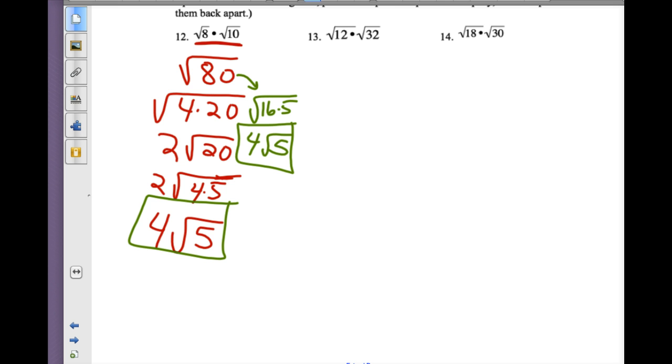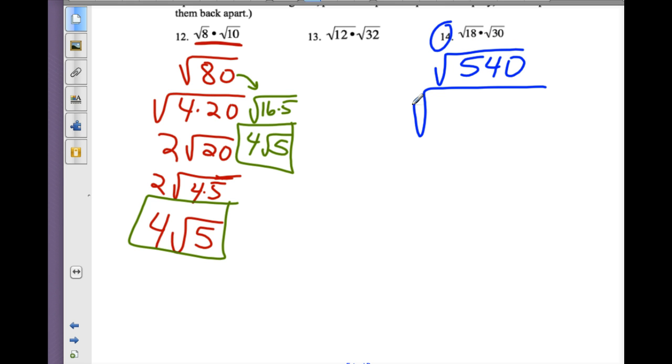All right, we're kind of hurting for time, guys. We've done a couple of these already, so let's go right to 14. Again, you'll need calculators here because I have no idea what 18 times 30 is. 540. Radical 540. Not a fun one to simplify.